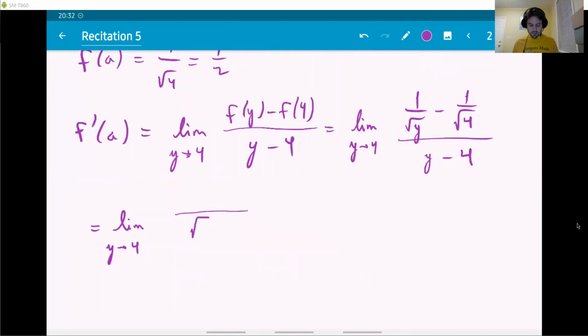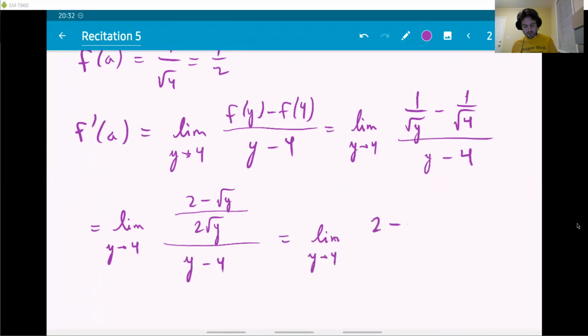So root 4 times root y is root 4y. And you're going to have, well, root 4 is the number 2, right? So we should probably write that first. This root 4 right here is 2. So the common denominator really is 2 root y. In the numerator, you're going to have 2 minus root y. And the whole thing is supposed to be divided by y minus 4. So I'm going to write this as a single fraction by moving the denominators together. 2 minus root y over 2 root y, y minus 4. That's what we have.